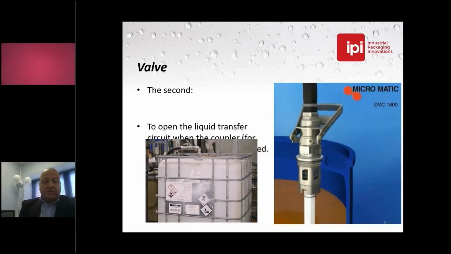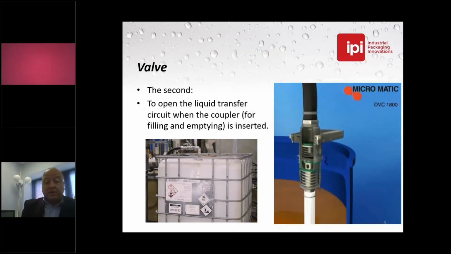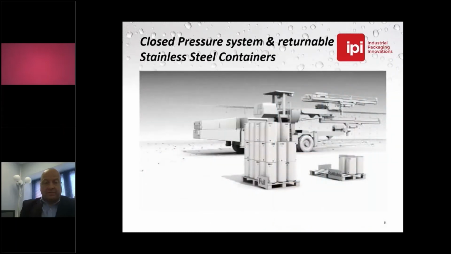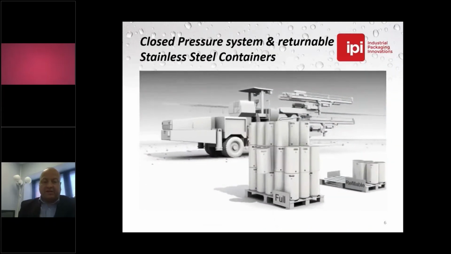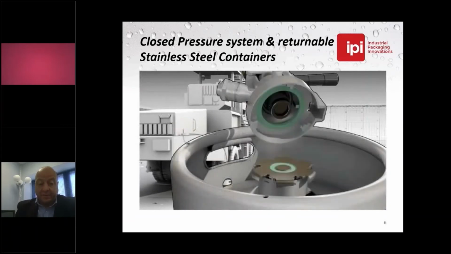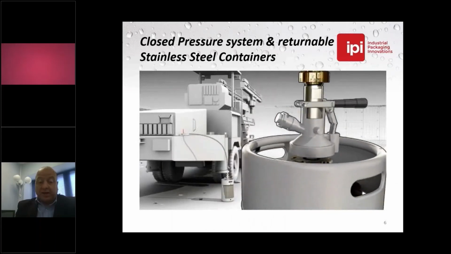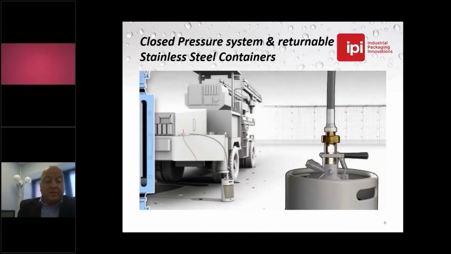So the valve, the second function is to open the liquid transfer circuit. It's like a closed circuit, and when it's opened, the liquid can escape. This is a slightly different system that you see. This is a pressure system, but the principle is exactly the same. A keyed coupler attaches to a keyed valve. This is so you don't confuse several different chemicals.